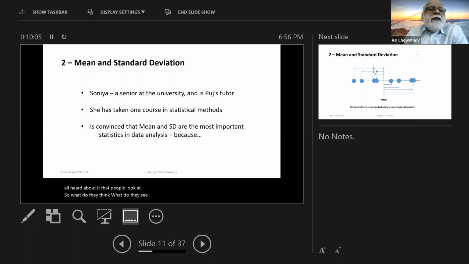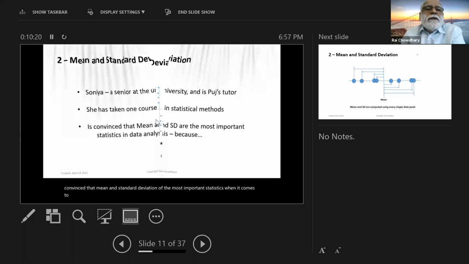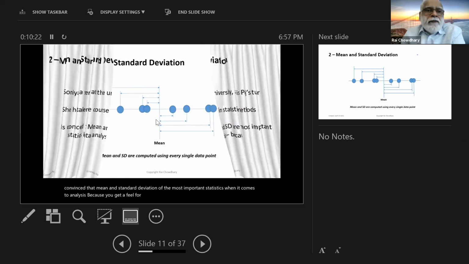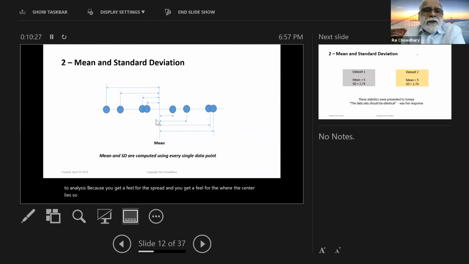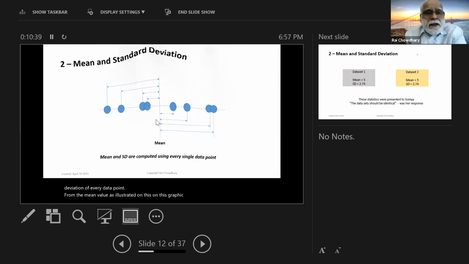So Sonia is a senior at the university where my daughter was a tutor, and she had taken one course in statistical methods. And she is convinced that mean and standard deviation are the most important statistics when it comes to analysis, because you get a feel for the spread and you get a feel for where the center lies. So the standard deviation is a good metric because it takes into account the deviation of every data point from the mean value, as illustrated on this graphic. Great. So are there pitfalls here?